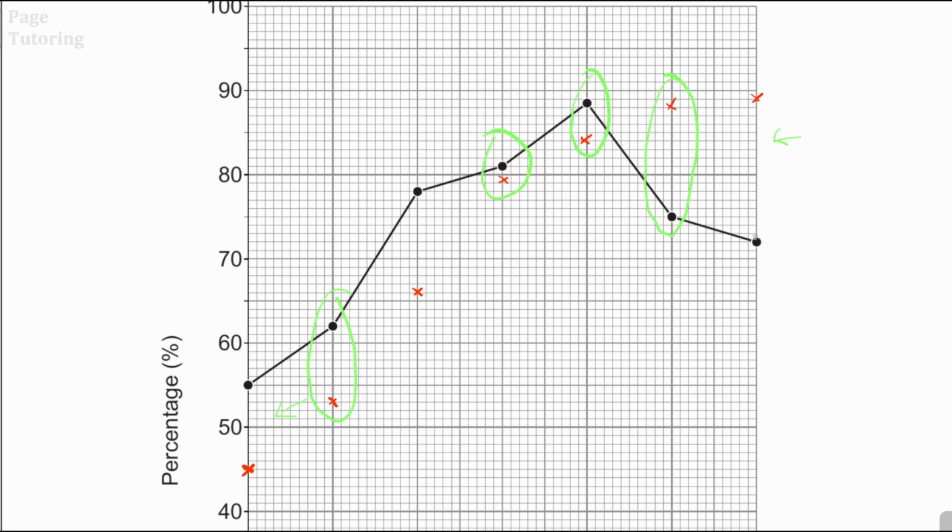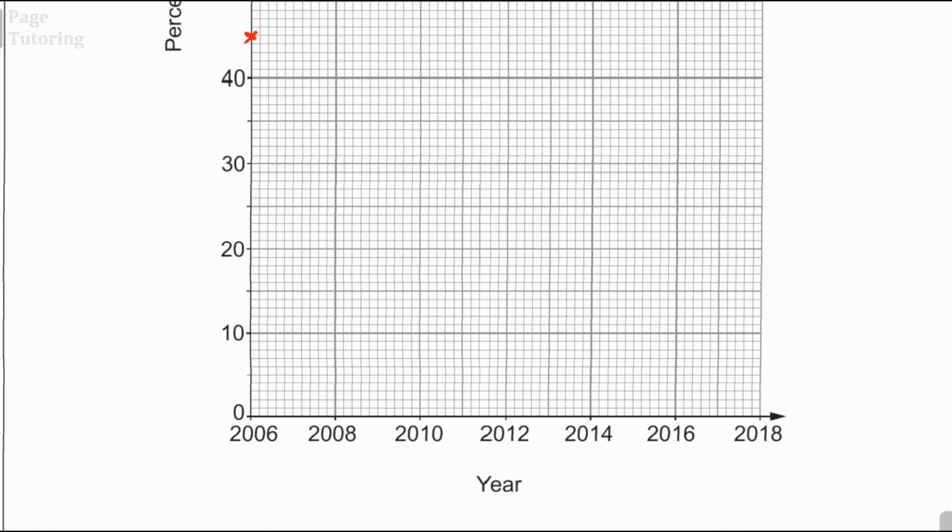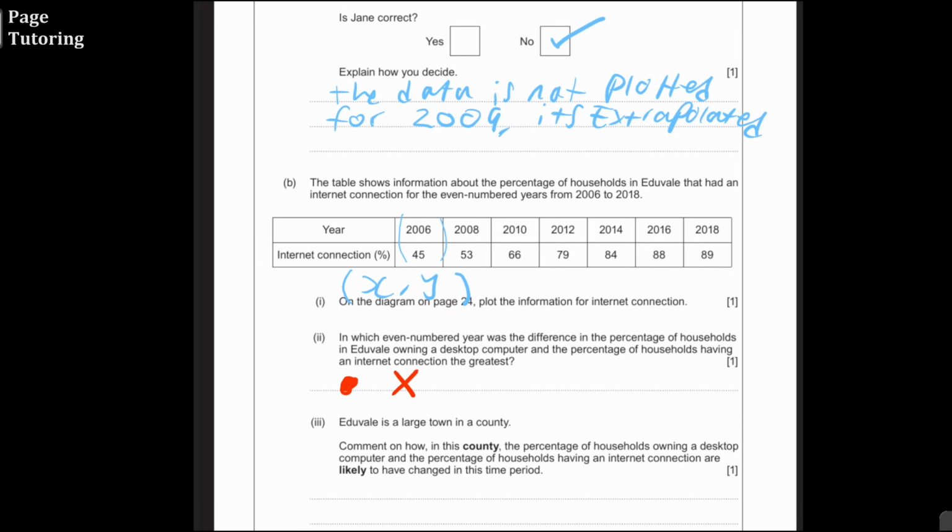So starting with this one on the right, that's about 17. This one on the left down here, 1, 2, 3, 4, 5, 6, 7, 8, 9, 10. So that's 10 difference. This one over here, that's 12 difference. So the biggest one is this point over here, which corresponds to the year 2018. So now we can write that down. So there's 17 difference, and that's for the year 2018.